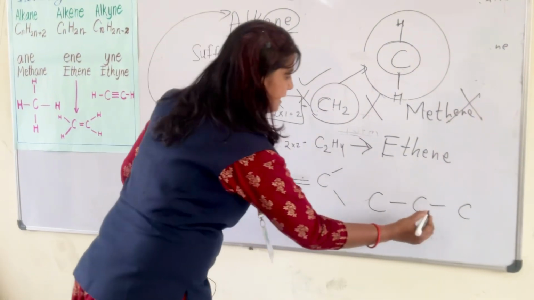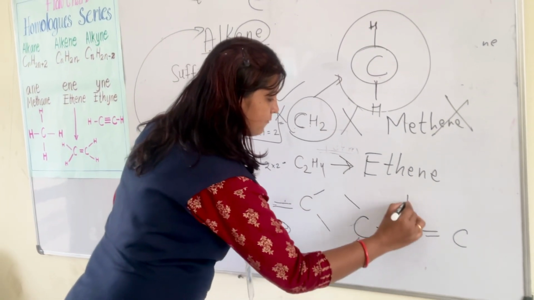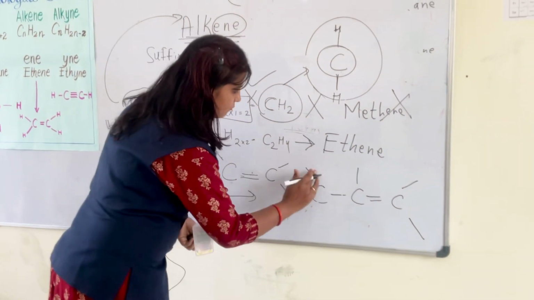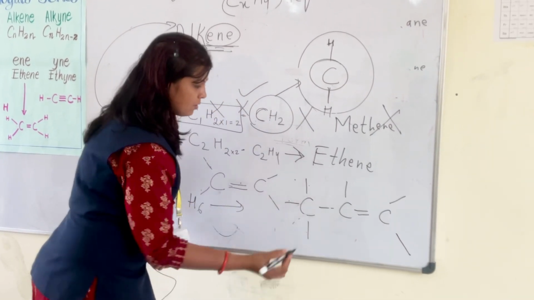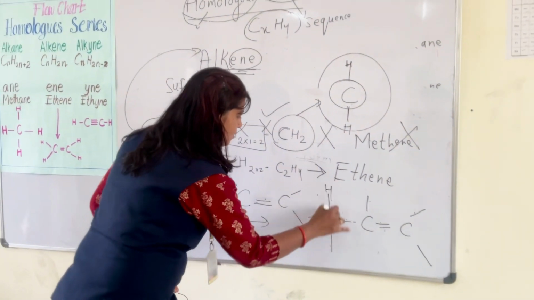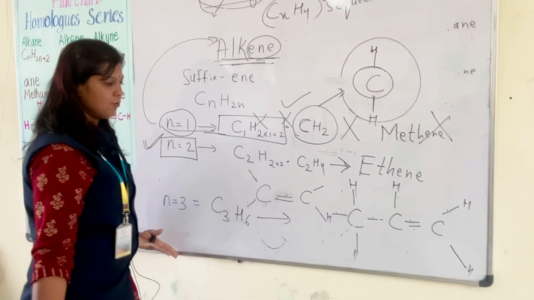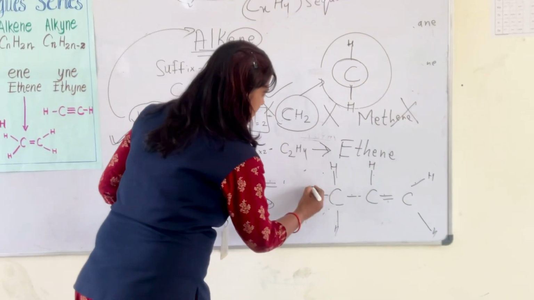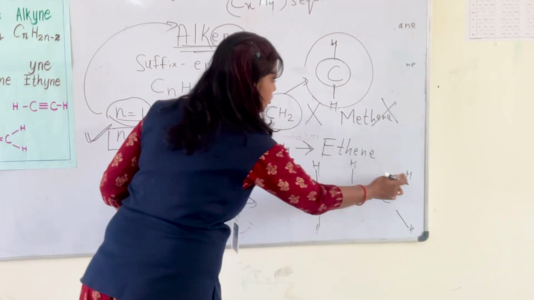Then hydrogen, put anywhere, one single, one double bond. Now you count for this carbon. 1, 2, 3, 4. 1, 2, 3, 4. 1, 2, 3, 4. Now you count hydrogen. 1, 2, 3, 4, 5, 6. Now you got it? See here. n equal to 3, 3 carbon. 1, 2, 3. 6 hydrogen. 1, 2, 3, 4, 5, 6.